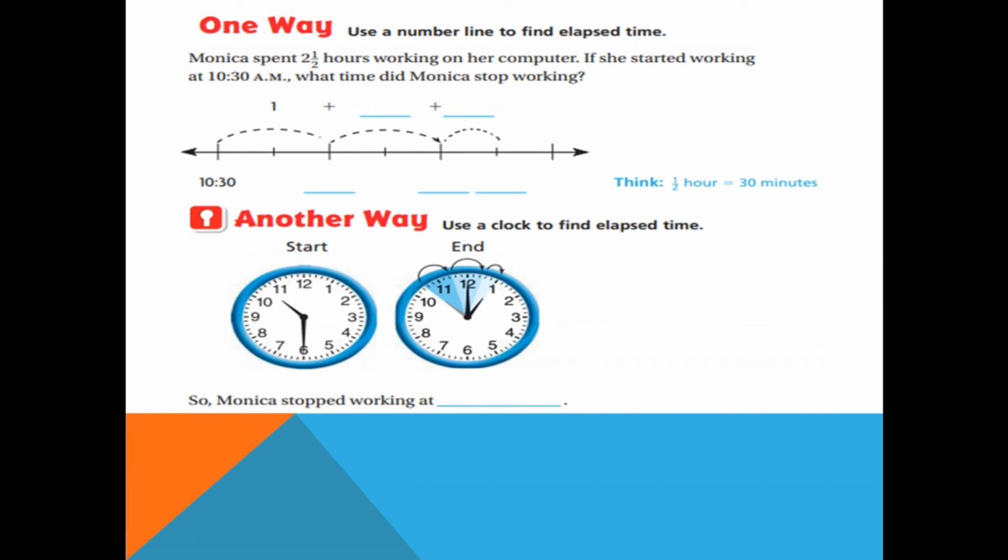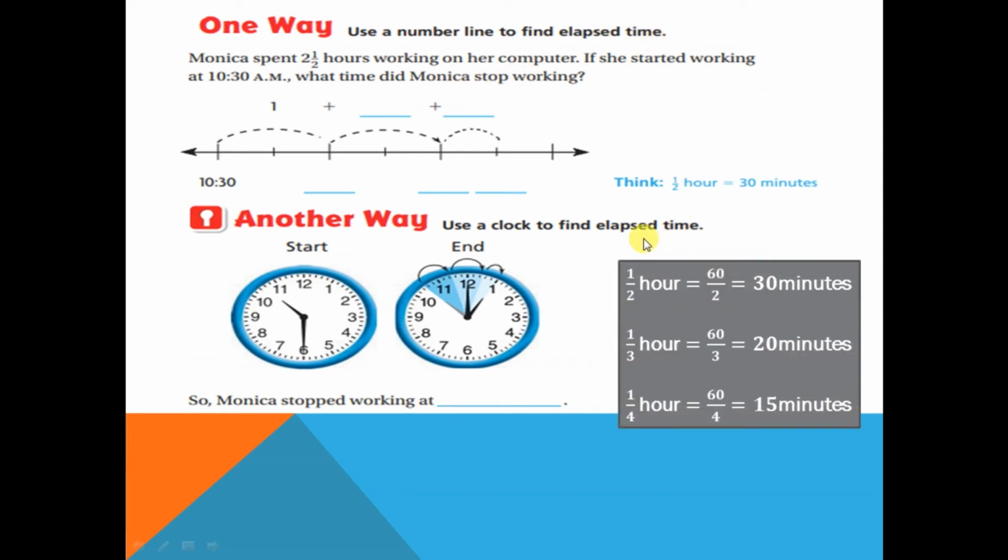Okay, let's see another example. Use a number line to find elapsed time. And here's some important information. Elapsed time: parts of hours. You have to know the parts of it.